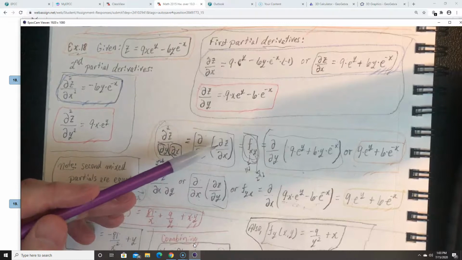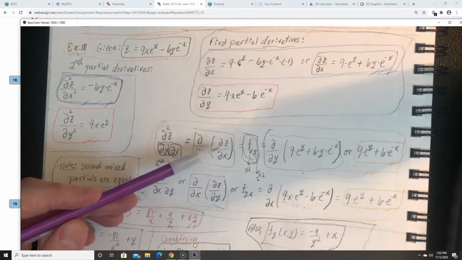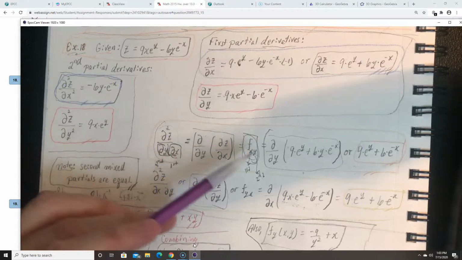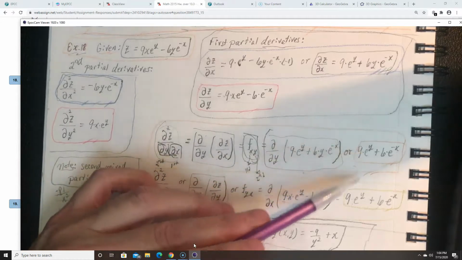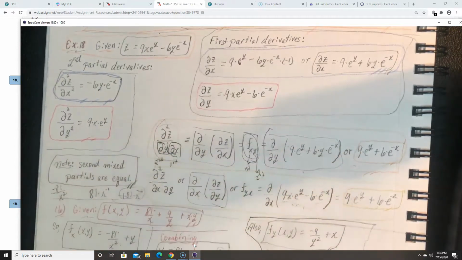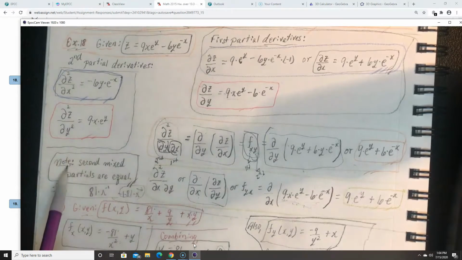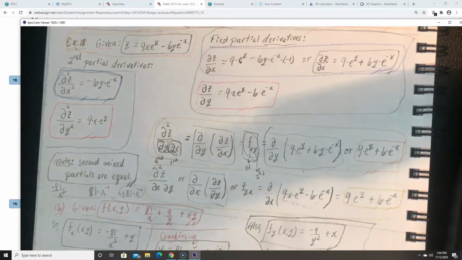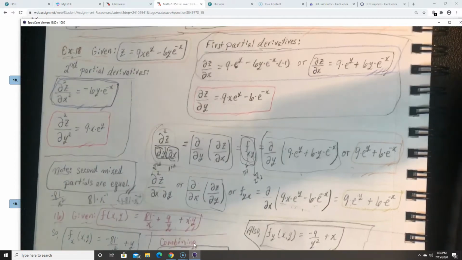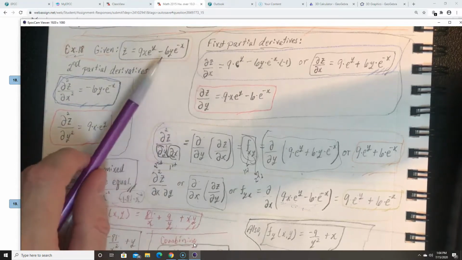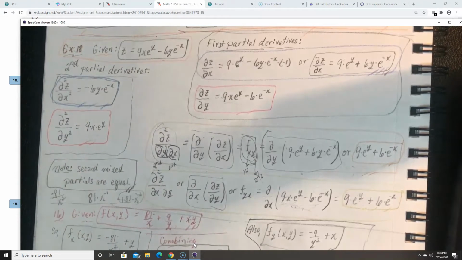And when you did the second partial derivative that was mixed in the other order, you differentiate first with respect to x and then with respect to y. We did that, and we get the same thing as this one. And note, the second mixed partial derivatives are always equal. Not just for this two-variable function, but for all two-variable functions.